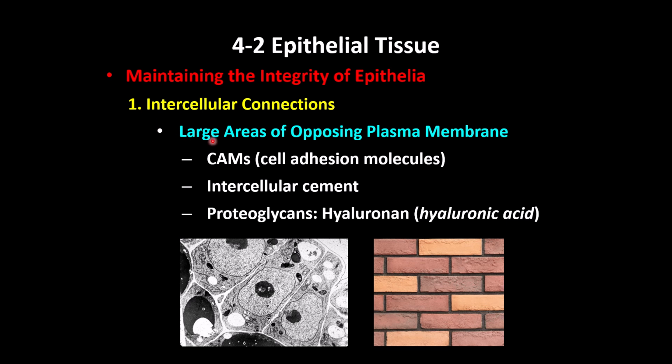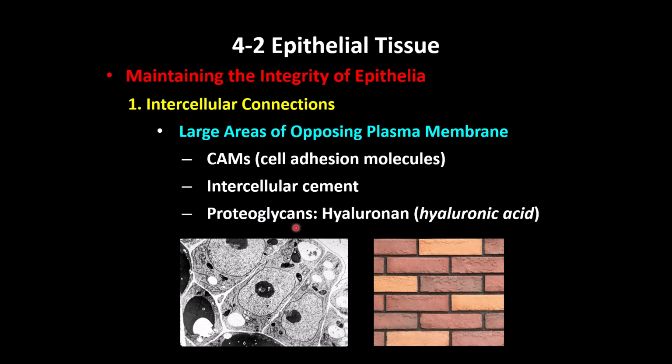One is the large area of the plasma membranes of two cells that are attached to each other. If you look at this one, this is an epithelial cell, and there is another epithelial cell here, and this is a plasma membrane in the middle, and they are attached to each other. How are they attached? By these three things. This is the adhesion molecule, which is a protein, like a transmembrane protein. I will show it to you later. Then intercellular cement, which is around here, and intercellular cement is also made of proteoglycans.